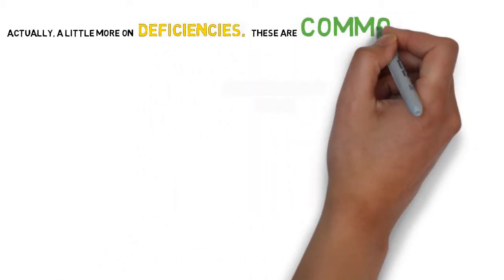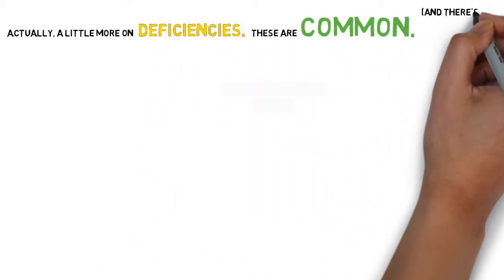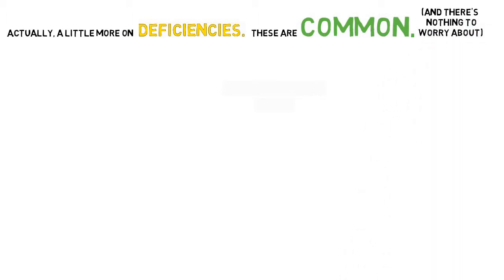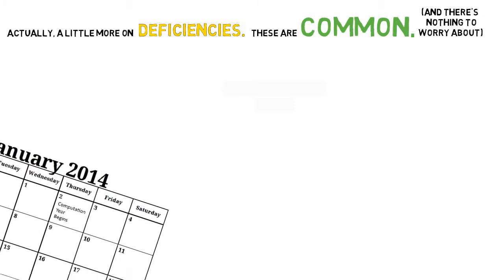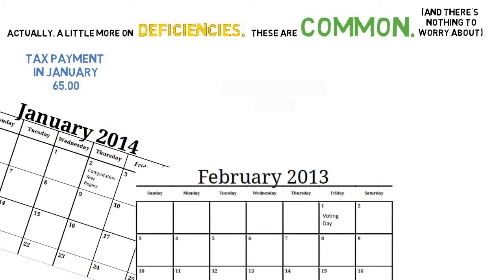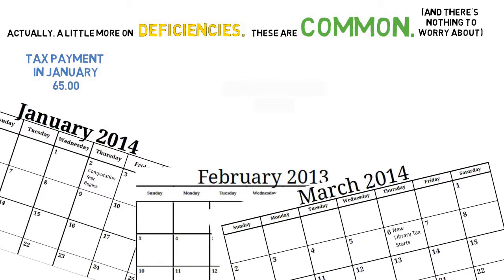These are common, and there's nothing to worry about. A deficiency could happen easily if your taxes increased, or your HOI increased during your computation year. For example, let's say your computation year started in January of 2014. Then there were local elections in February. Your town voted to pay for a new library, and your taxes went up in March as a result.